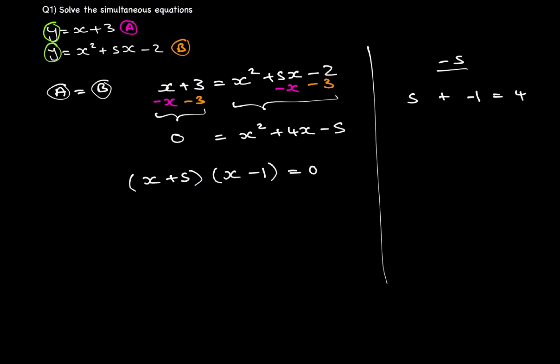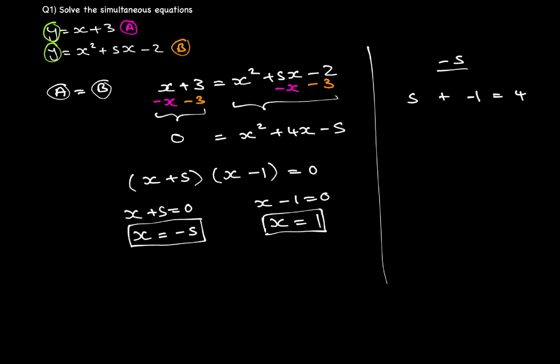For my first solution of x, I'm going to have x plus 5 is equal to 0. Therefore, x must be equal to negative 5. And for my second solution of x, it must be x minus 1 is equal to 0. Therefore, x is equal to positive 1. Just going to box them off so it's clear what my answers are.